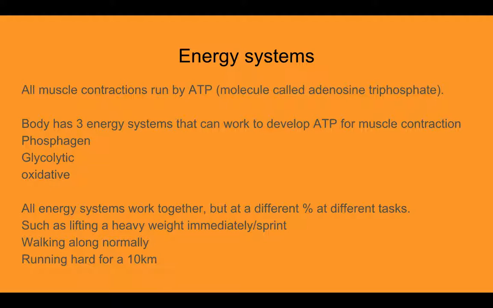So the body has three energy systems that can work to develop ATP for muscle contractions. They are the phosphagen energy system, your glycolytic, and your oxidative. All energy systems work together, or kind of work simultaneously, but they work at different percentages at different tasks. One system will be working predominantly at one task, another predominantly at another. Examples would be heavy weight lifting, a full sprint, just walking along normally, running hard for a 10 kilometer, or playing a soccer game.